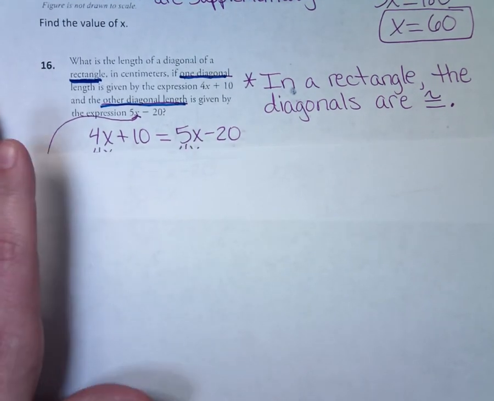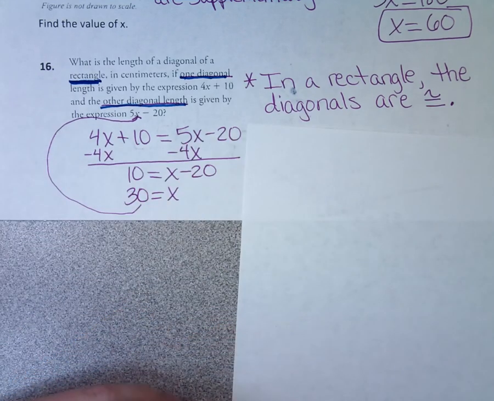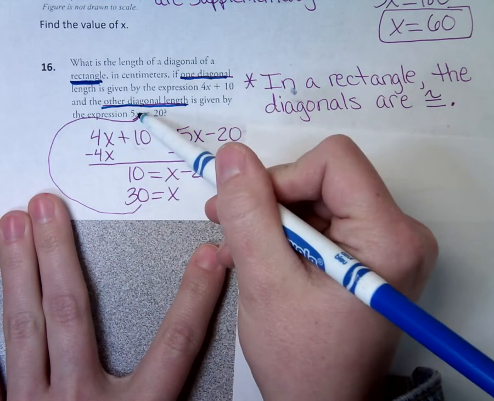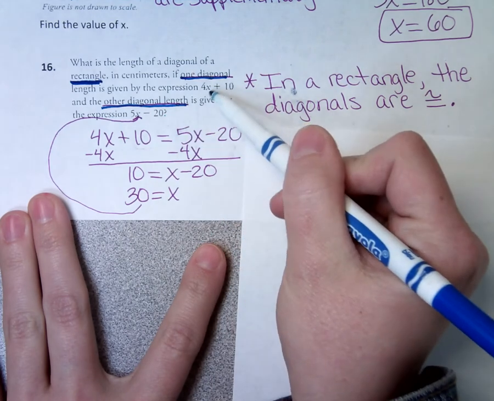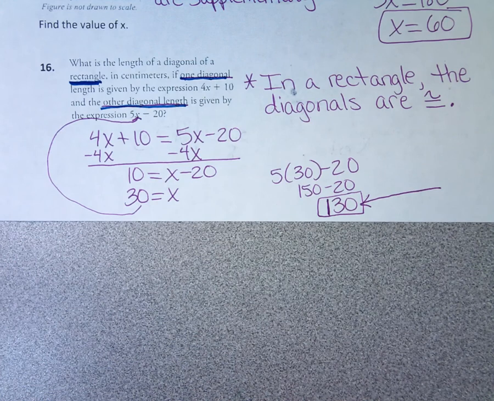Okay, when I solve for x, I get x to be 30. And then it actually wants to know what is the length of one of the diagonals. So I just decided to plug my 30 into that x and work it out, but I could have put 30 in this x. It doesn't matter. And both diagonals will be 130.